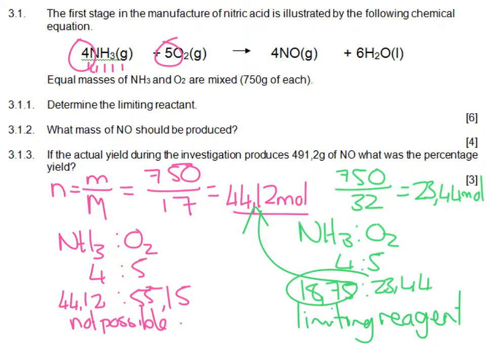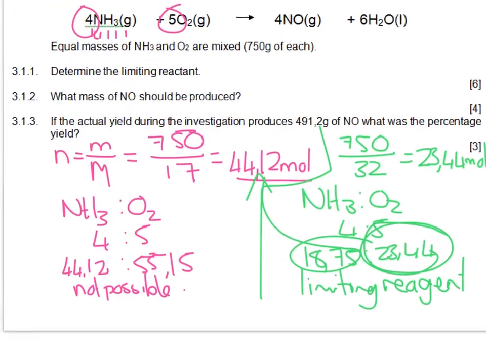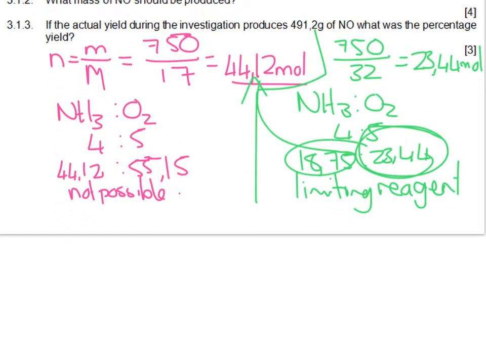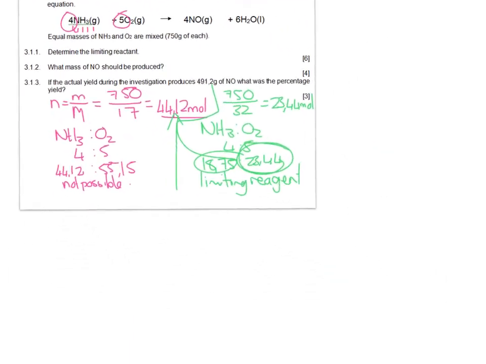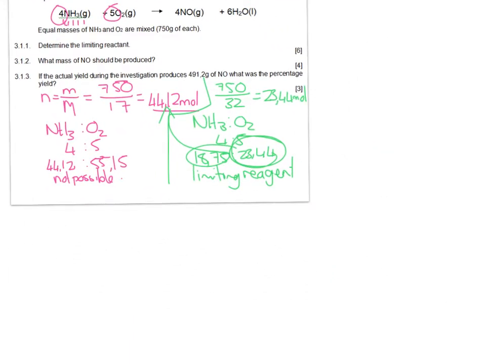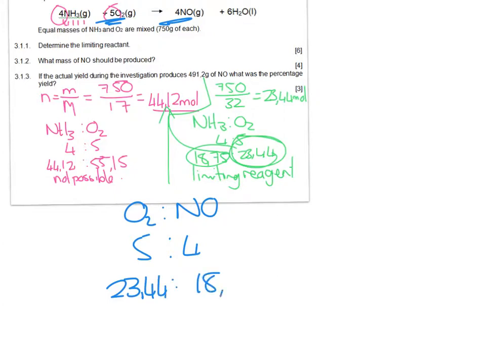The next question is, what mass of NO should be produced? So if I've now decided that this is my limiting situation, we use that number of moles of oxygen because that is my limiting reagent. We need to keep the balanced equation, so I'm going to say oxygen is to NO as 5:4, and we're then going to say 23,44 is to 18,75. We just did that earlier but for a different situation, but it comes out the same.